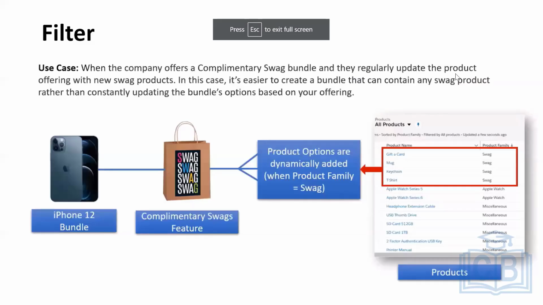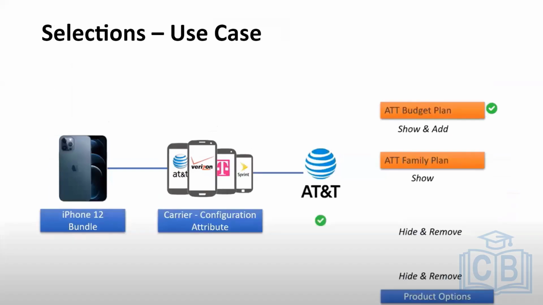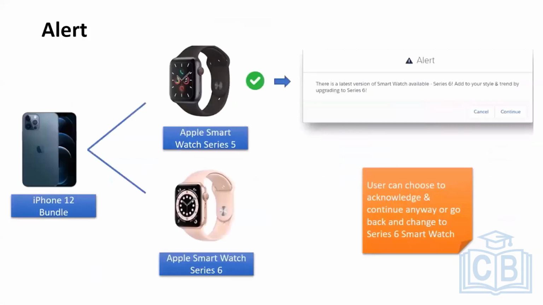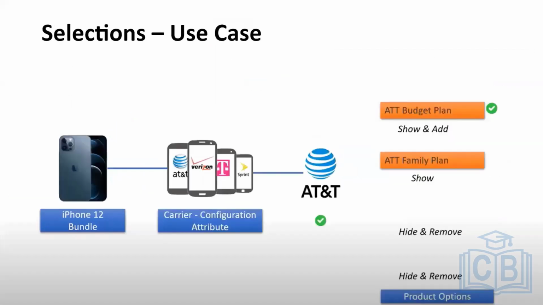In real-time scenarios, I saw the filter type was minimally used. The rules used the most are validation, alert also, and selection. Selection is a very important rule, most commonly used in each and every organization working on Salesforce CPQ.